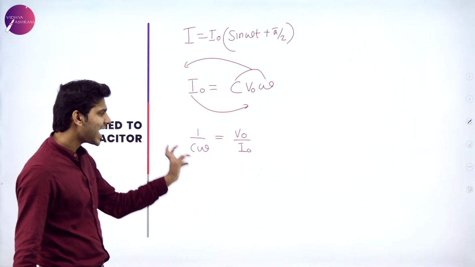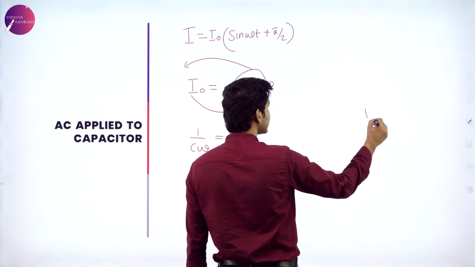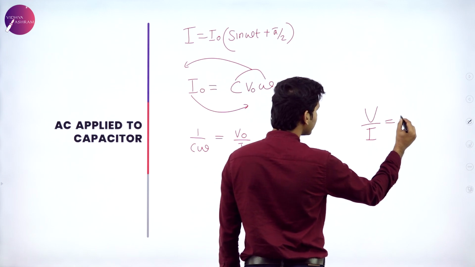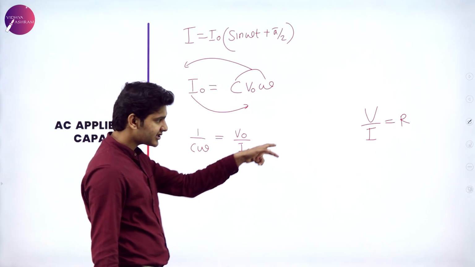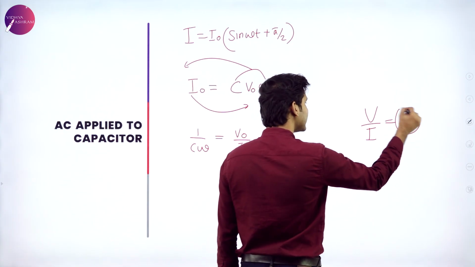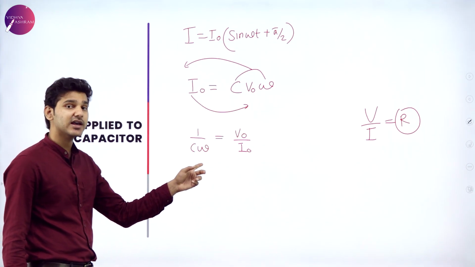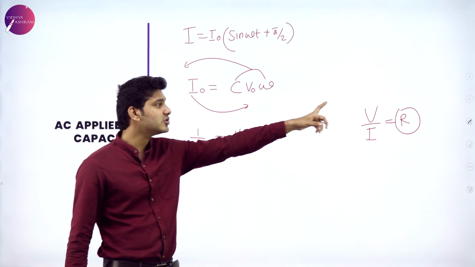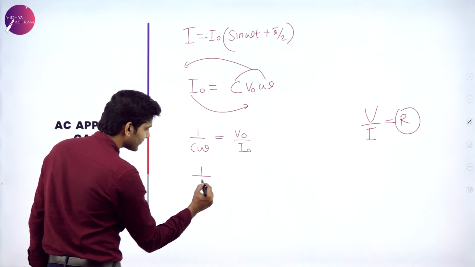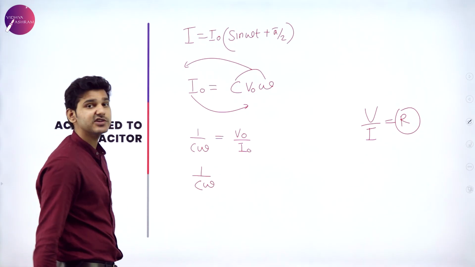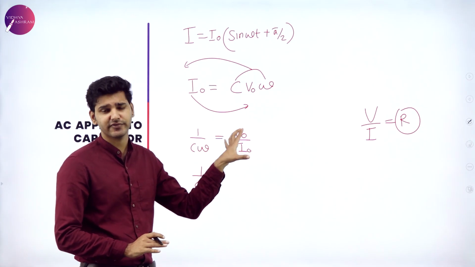Why I did this is because we all know the famous Ohm's law equation, that is V by I is equal to R, or V is equal to IR. Here in this expression, we know that R is resistance. Just like that, here 1 by C omega is now being equated to resistance. So we can say that 1 by C omega is the capacitive reactance of this circuit. It's a fancy way of saying it is the resistance offered here.